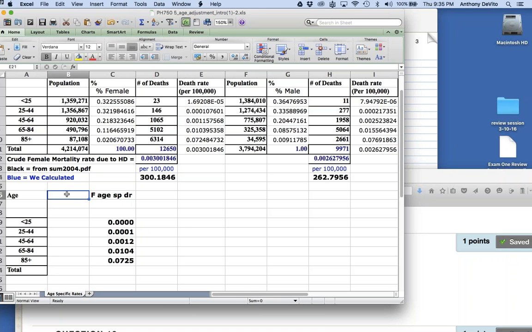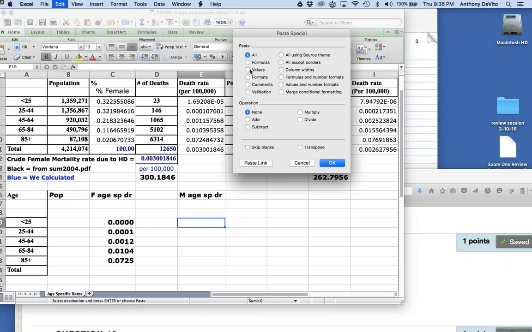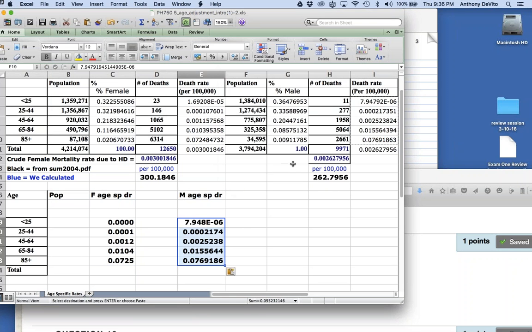Okay, so now I haven't put the population in here yet. I've got a reason for that. And over here, I'm going to put the male age specific death rate. And they're not going to be all that different. So here's the male age specific death rate. I'm going to do the same thing here. I'm going to say edit, paste special, just copy the values down there, rather than the formulas. And okay, that one came up expanded already, because this column was expanded.